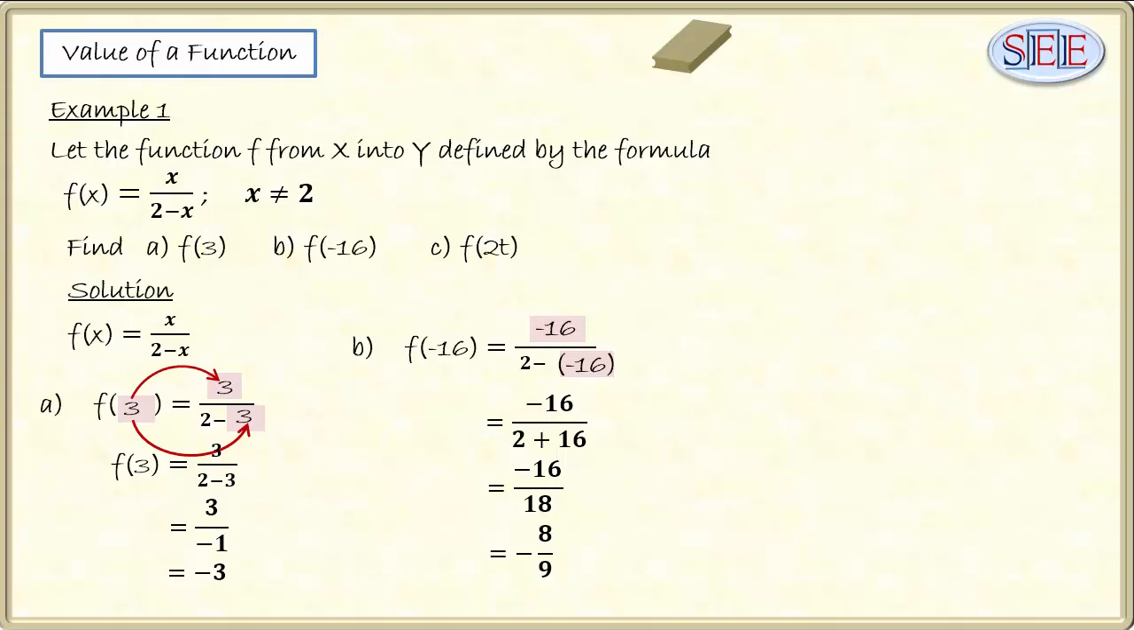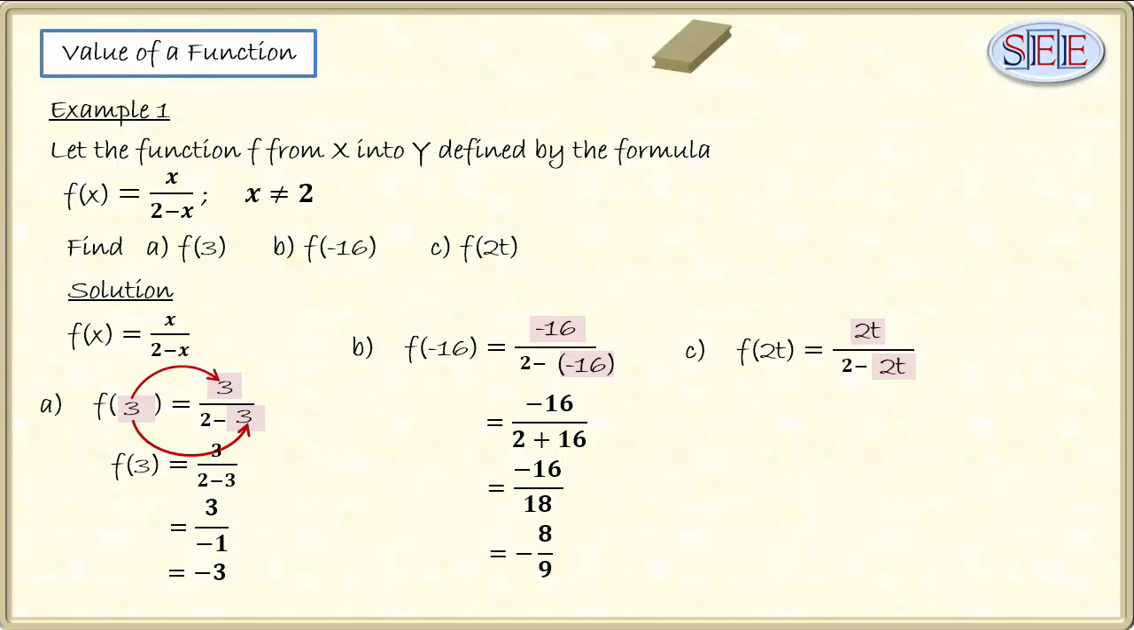I'll continue to answer question number C. Question number C, we asked to find f of 2t. That is the value of this function at x equals to 2t. So there we replace the x by 2t. So f of 2t would now be equals to 2t over 2 minus 2t.